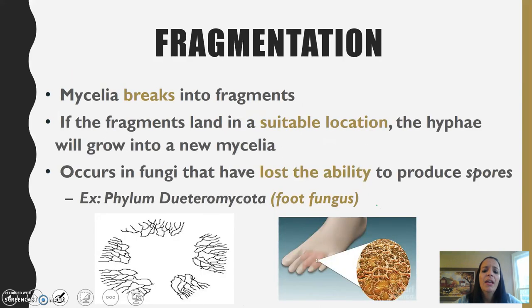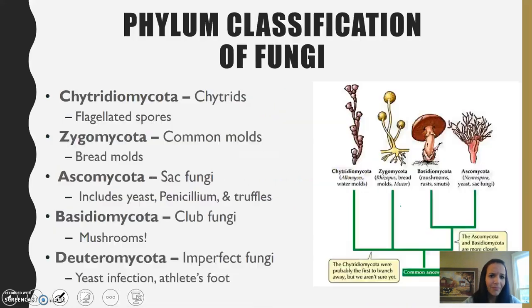The other method of asexual reproduction that you might not be familiar with is fragmentation. So it's exactly what it sounds like. The mycelia, which is that underground portion, is going to break into fragments, as you see depicted in this picture here. And then if the fragments go somewhere where fungi growth is great, they will continue to grow and they will grow new fungi. This also occurs typically in fungi that have lost the ability to produce spores, things like foot fungus, which I hope none of you ever have to deal with.